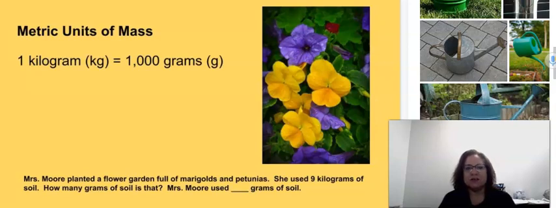Our example question here says Mrs. Moore planted a flower garden full of marigolds and petunias. She used 9 kilograms of soil. How many grams of soil is that? So we're going to be multiplying 9 kilograms times 1,000 to figure out how many grams of soil that is. So go ahead and do that. 9 times 1,000 is 9,000. So Mrs. Moore used 9,000 grams of soil.